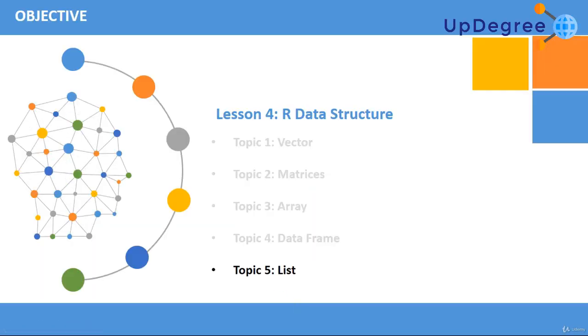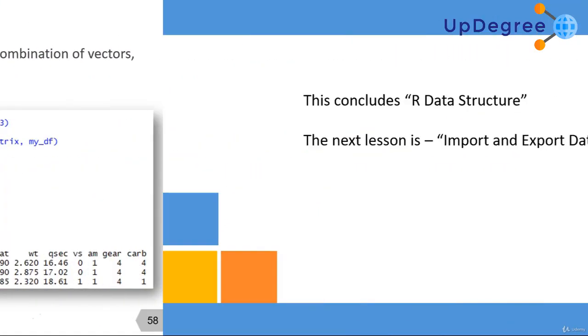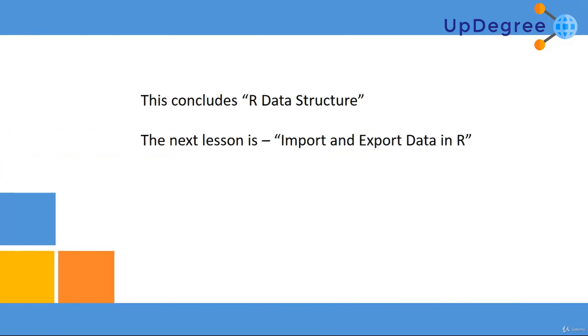And then the last one was the list, which can store different kinds of data structures using the list function. Next we will be learning about importing and exporting data in R.